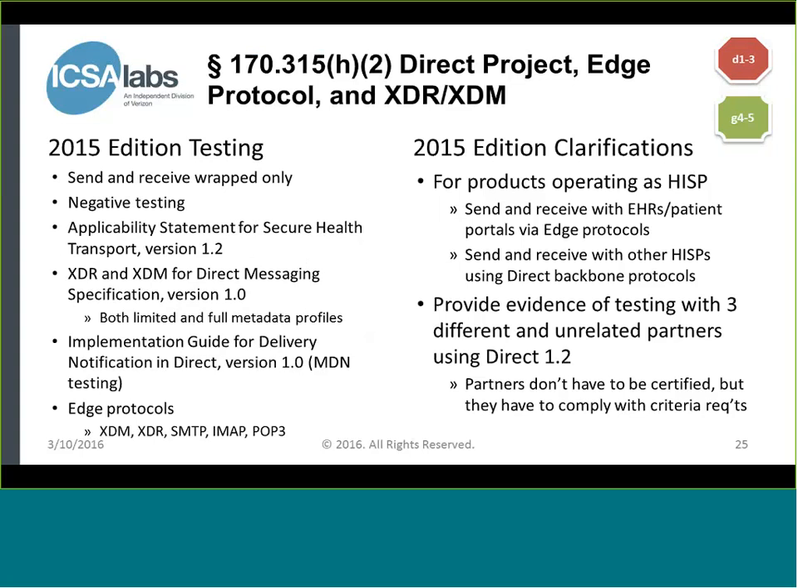This one, H2, is very similar to H1, but it includes some additional optional protocols. Again, send and receive wrapped only, and a lot of the same negative testing. But they've also added in a requirement for the XDR and XDM for direct messaging specification version 1.0. So for the edge protocols, in addition to XDR, SMTP, IMAP, and POP3, they've added XDM.